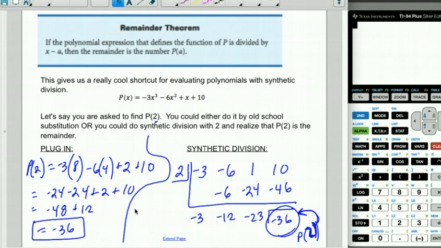Okay, anyway, so I get negative 36. So either way you choose to do it, completely fine. Doesn't matter which one. It's just a nice, convenient shortcut. I tend to pick synthetic division to evaluate a lot more often in my own personal work. When I'm trying to evaluate functions, I tend to pick synthetic division over plugging in, but certainly either works. They're exactly the same concept, they just work differently.